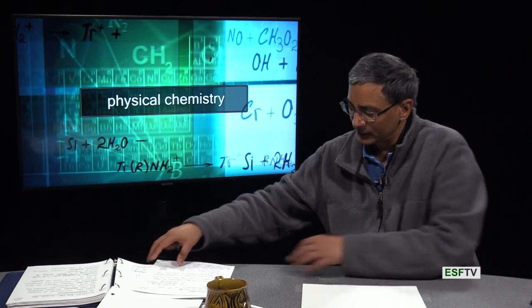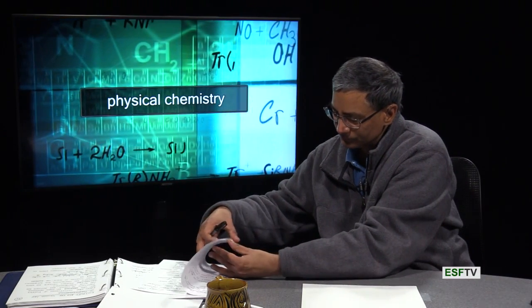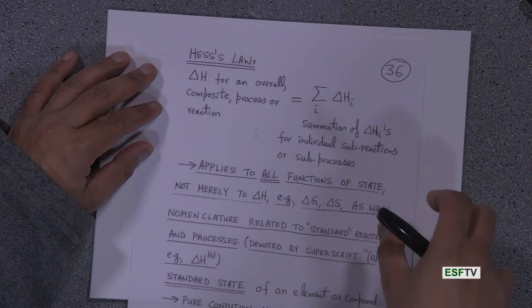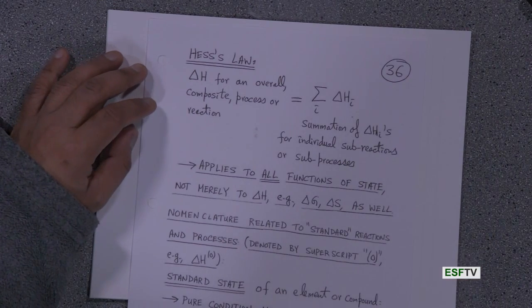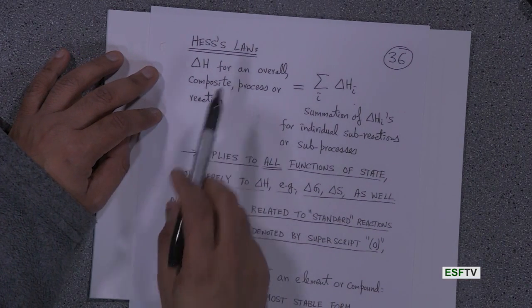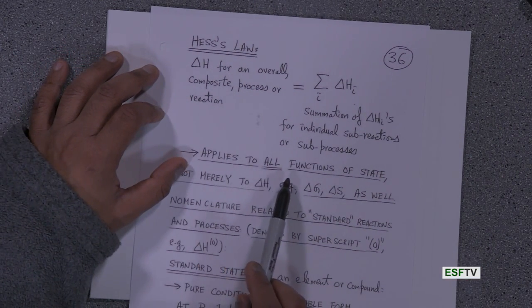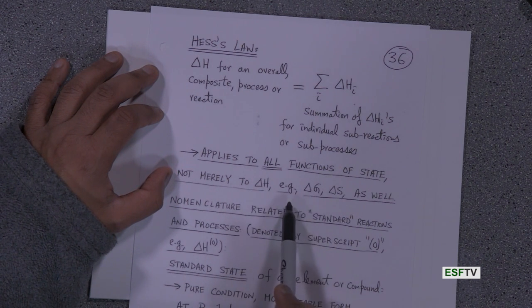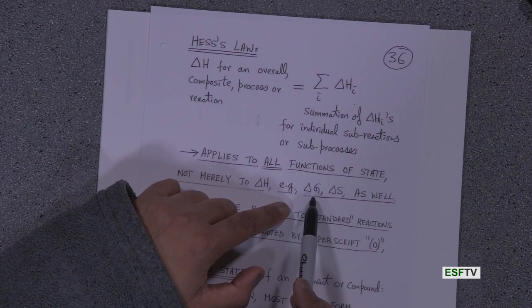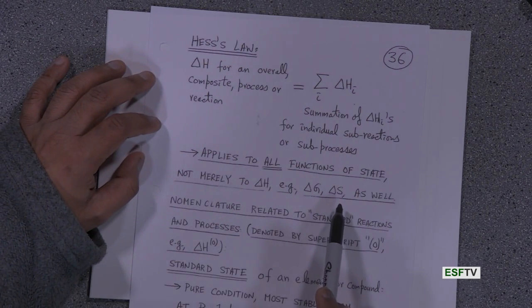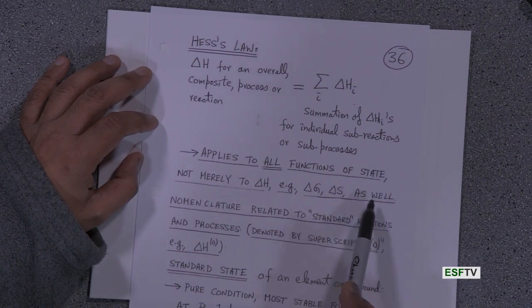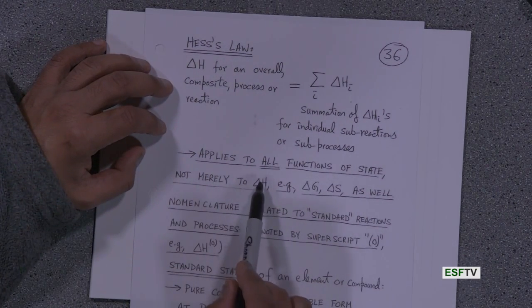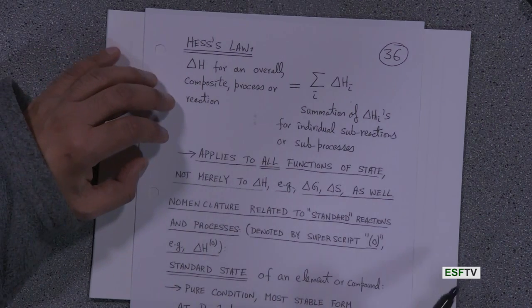I should point out in this context that we are now on page 36 of the notes, and this business of Hess's law applies to all functions of state, not only to the delta H. It will apply later to delta G, change in Gibbs free energy, and delta S, change in entropy as well. We will see that as we go along. But right now we are going to apply this largely to delta H, the change in enthalpy.